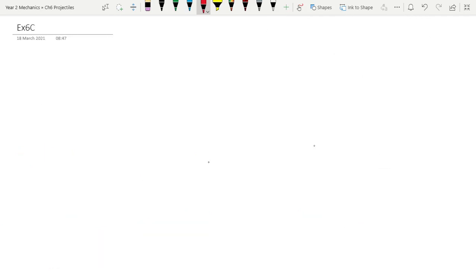Okay, you should now be able to have a go at exercise 6C. You might want to just pick out a few questions from that, or just do the exam style questions from that one. And then the second lesson will go into a bit more detail about some more algebraic questions and just generally some trickier questions to do with projectiles. But what we've covered so far is the basics of projectiles.